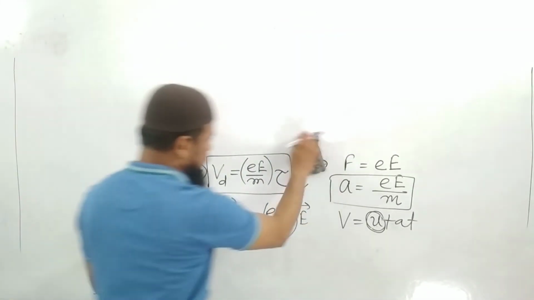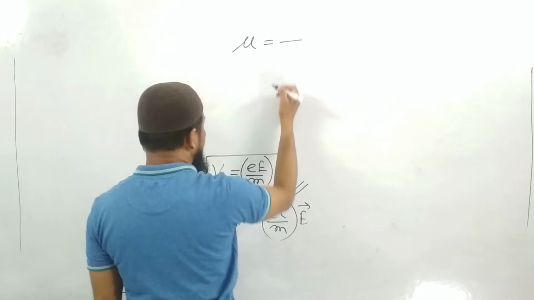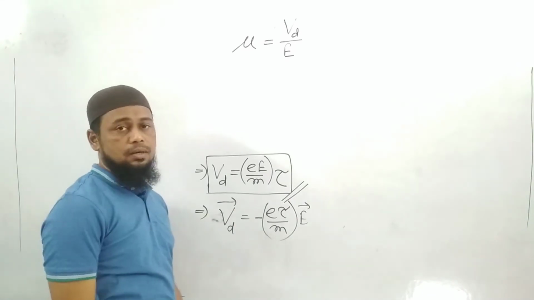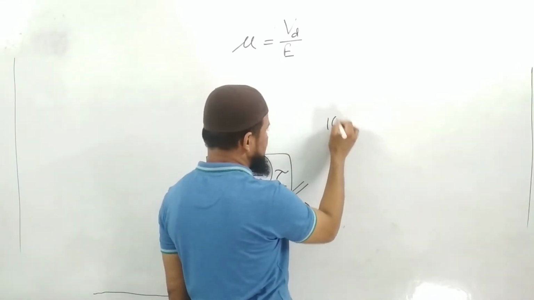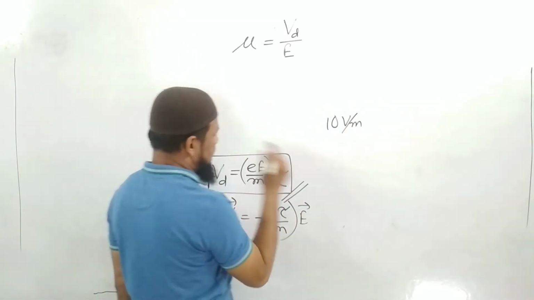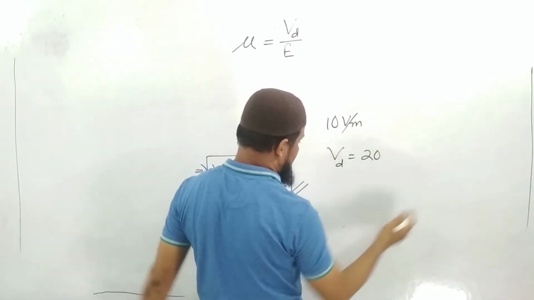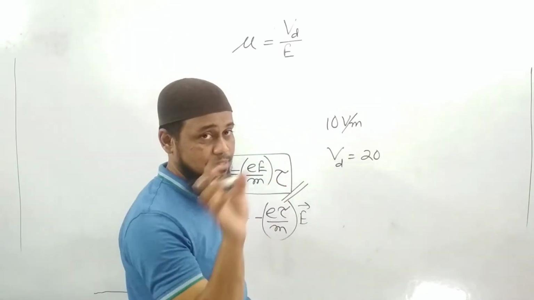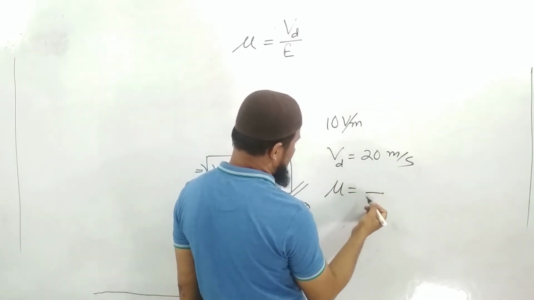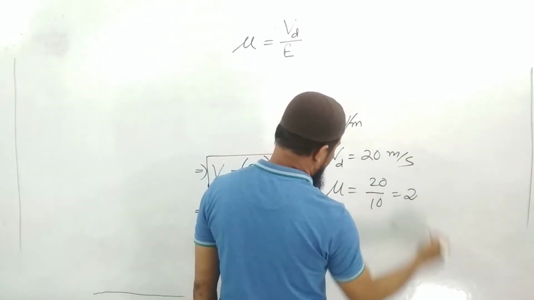So we have seen drift velocity. Another term was mobility, represented by mu. What is mobility? Drift velocity per unit applied electric field. Suppose you have applied an electric field of 10 volt per meter, and the electron has gained an average velocity of, for example, 20 meter per second. Actually drift velocity is very small; this is just an example. Then how much will the mobility be? Drift velocity per unit applied electric field: 20 divided by 10, that is 2.